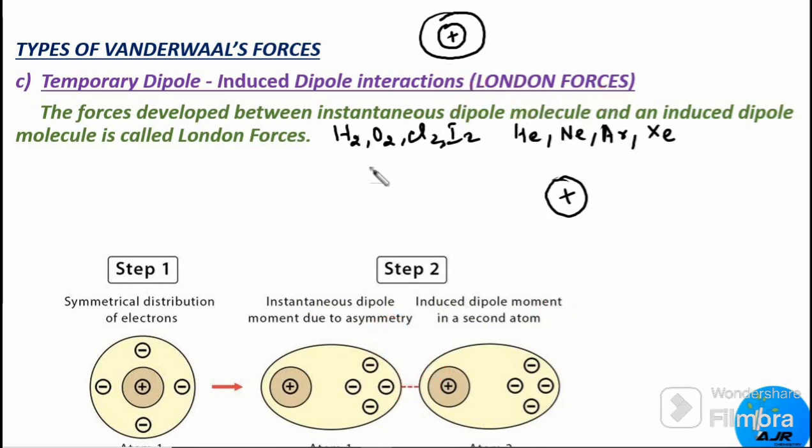Of course, this London force is observed in molecules like hydrogen, oxygen, chlorine, iodine, and also in inert gases. Can you understand? Well, fine students, I hope you have understood what I have taught today.